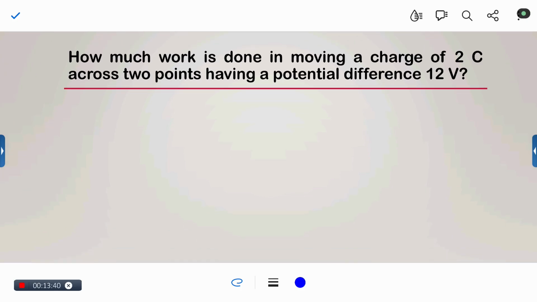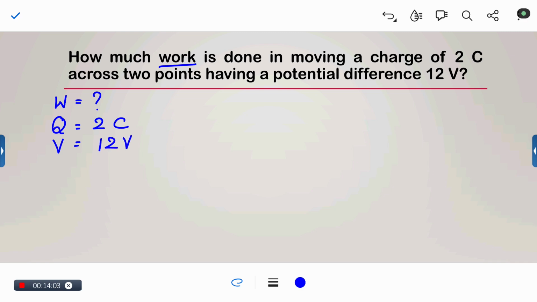Next, the numerical question. How much work is done? Work means we are going to calculate the value of W. This one we are going to find out. In moving a charge of, what is the symbol of charge? Q. How much coulomb is given? 2 coulomb. Across 2 points having a potential difference of V equal to, how much volt is given?